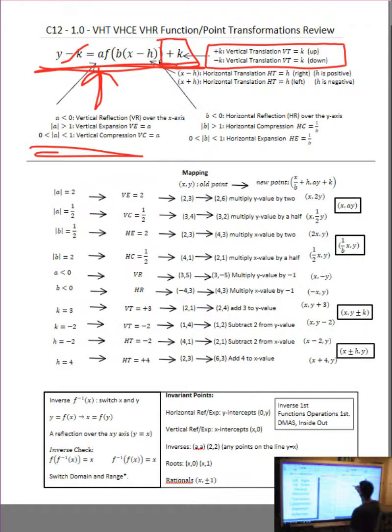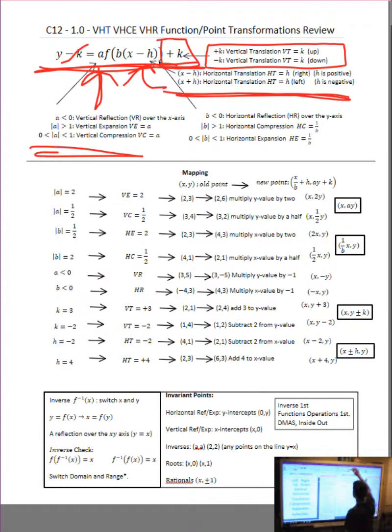Now let's take a look at this h first of all. So remember from quadratics, if you add something inside the brackets, we do the opposite of what's inside the brackets. So we do horizontal translations left and right. And if it says x plus 2, we go to the left 2. And if it says x minus 4, we go to the right 4.